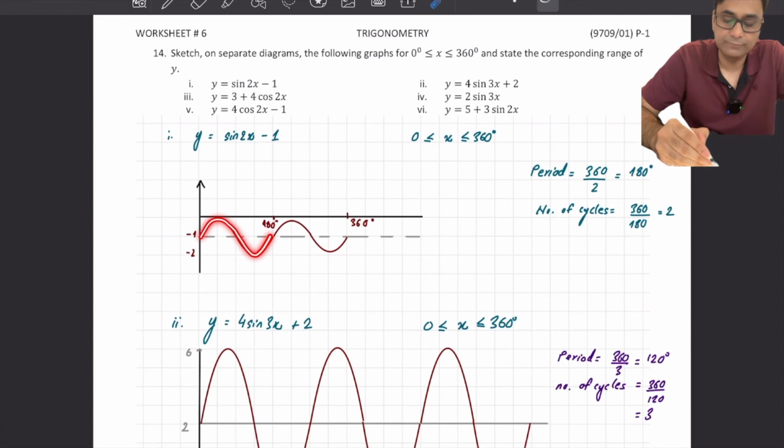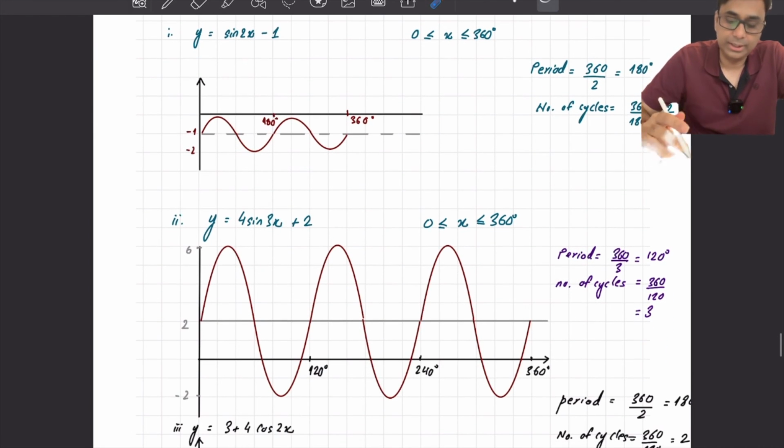This is one cycle finishing at a period of 180 degrees, and this is the second cycle finishing at 360 degrees. Similarly, let's say I have to sketch a graph of 4 sin 3x + 2, again from 0 to 360 degrees. Then the period would be 360 divided by 3, which simplifies to 120 degrees, so this graph will have a period of 120 degrees.